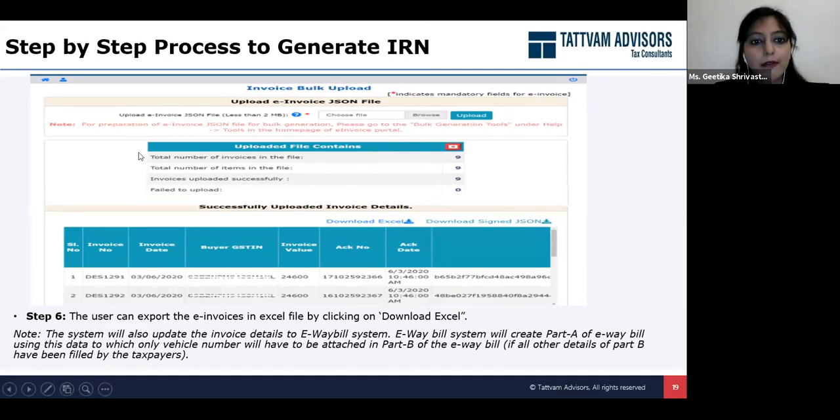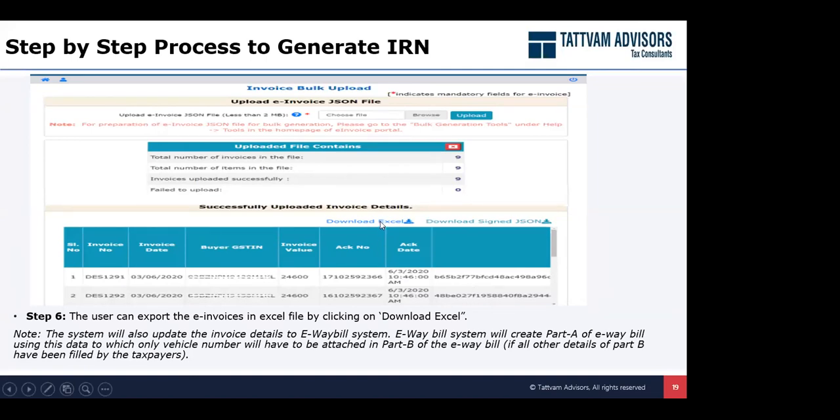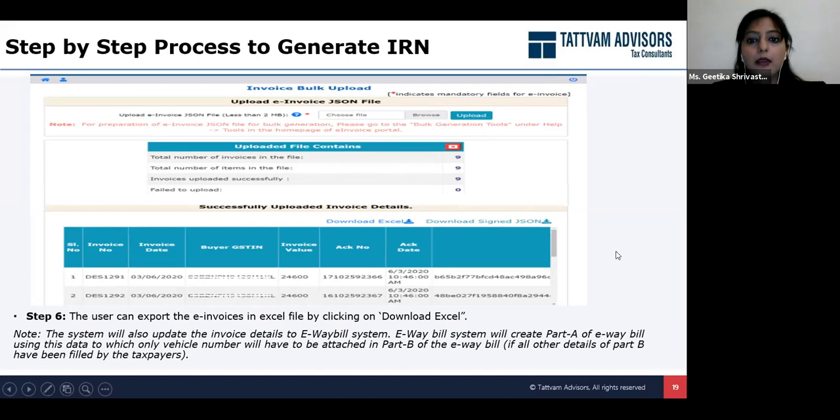Once you upload it, it will give you the details of the documents which have been uploaded, like how many invoices have been uploaded, how many line items there were, how many were uploaded, and how many failed to upload. Because while uploading, sometimes there could be internet connectivity issues, and the document details might not get uploaded. So this summary table will give you the details of the invoices which have been uploaded. And once it is generated, you'll get the details of the IRN number. You can download the Excel and see what all IRN numbers have been generated.